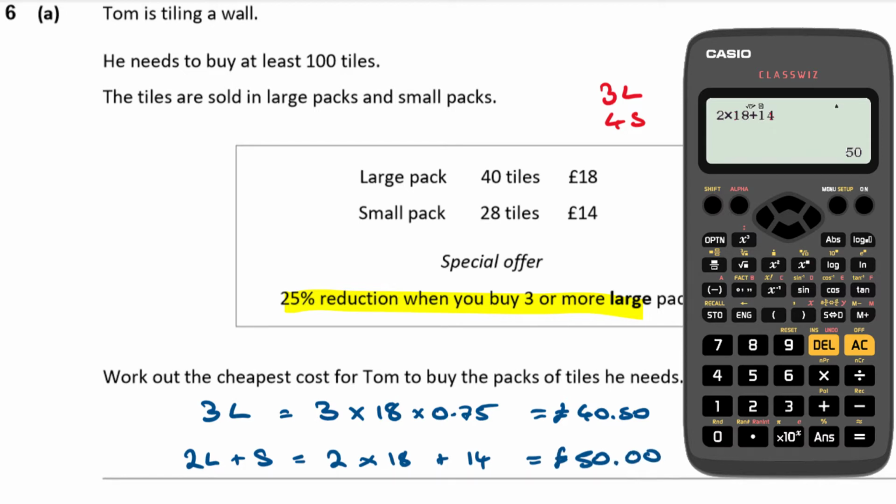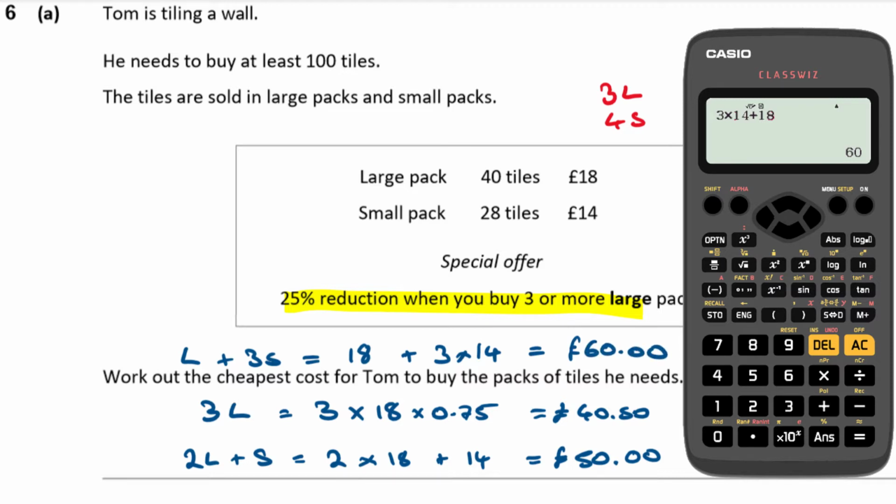Let's just double check the other combinations. We could have a large and 3 smalls. Large and 3 smalls. That's right up here because I ran out of space. It's 1 lot of 18 plus 3 lots of 14. So 3 14s, 14, 28, 42, and 18. That's £60.